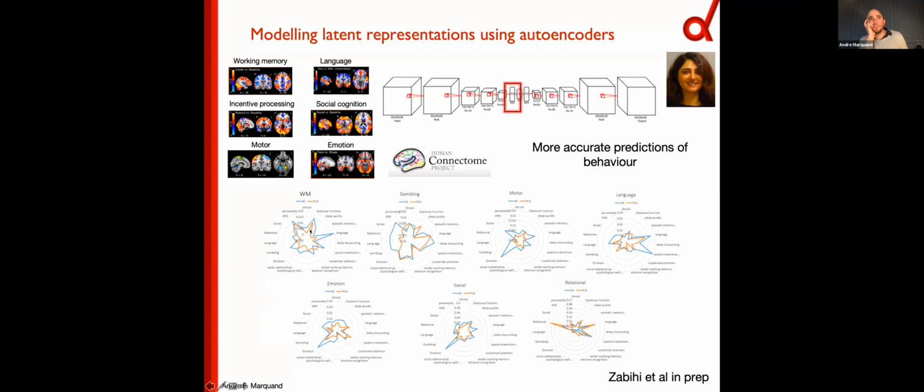So I'm showing you here associations with cognitive scores. The blue line is the autoencoder and the red line is PCA. And in every case, apart from this task, you see stronger associations with behavior relative to a linear model. So it seems that this autoencoder is really learning something that's relevant to behavior.